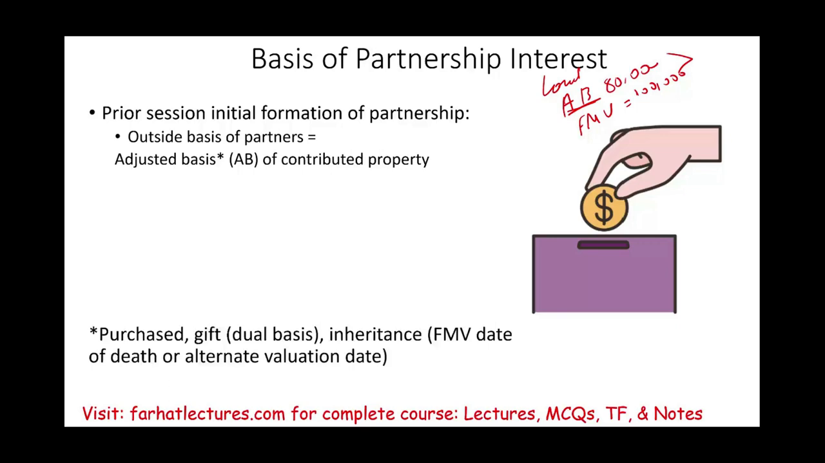Now, how do we come up with the adjusted basis? In the prior session, I did not emphasize this point because we learned about adjusted basis in a prior session. Maybe you purchased this land for 80,000. Maybe it was gifted to you and we're using dual basis. Maybe you got it in the form of an inheritance, and it's either the fair market value at the date of death or alternate valuation date. So you want to make sure you know how to compute the basis in the first place. The assumption is you know how to do that. So that's part of the outside basis.